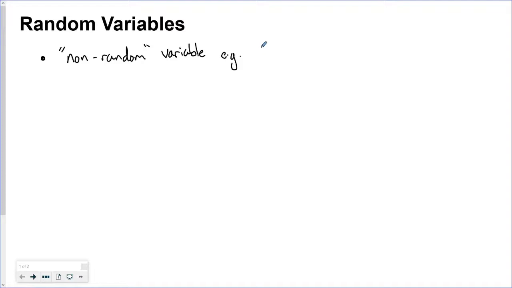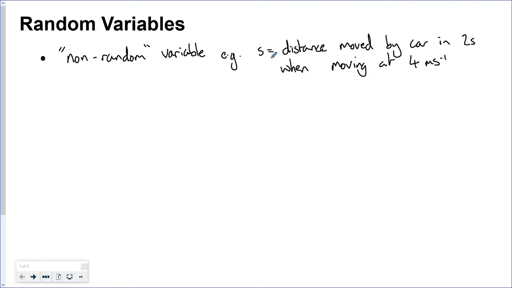So for example, we could say that S is the distance traveled by a car in 2 seconds when it's moving at a speed of 4 meters per second. And this variable S is called non-random because we can calculate its value. We can use distance equals speed times time to know that the value of S is 8 meters. So let's look at an example of a random variable.